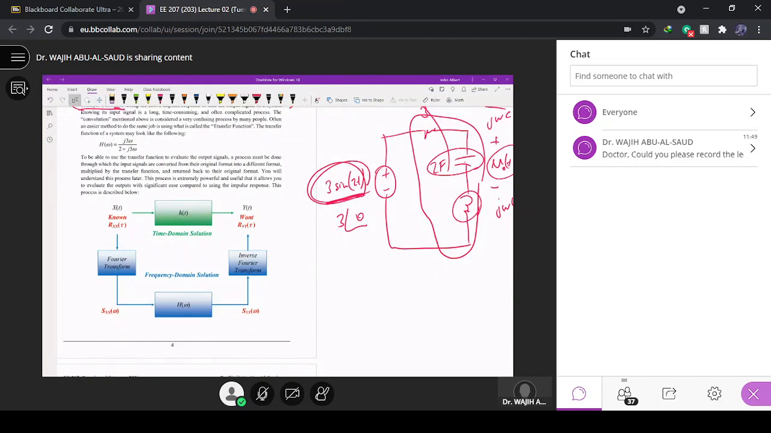Sorry for this figure. I need to correct this figure. I didn't have the application. I copied this from an old lecture note. Okay, so maybe I should have removed it.